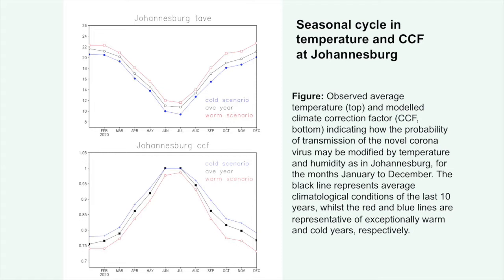You can see that average temperatures drop to about 10 degrees Celsius in the middle of winter. Absolute humidity is very, very low, and that translates to this high climate correction factor. That means, in terms of how the algorithm is formulated, peak conditions in terms of climate effects on infection rate.